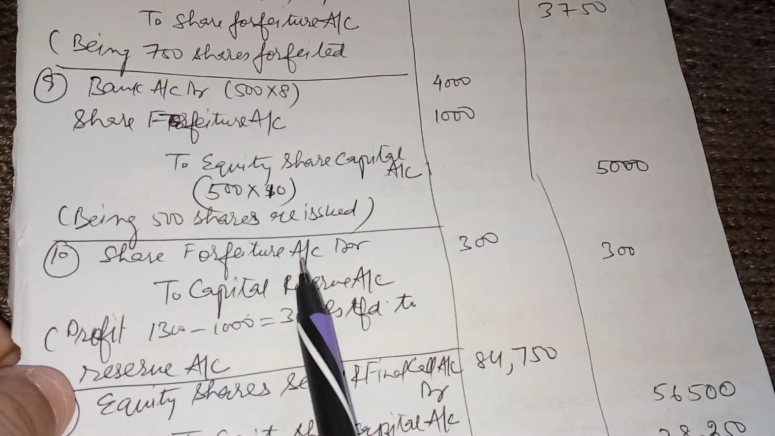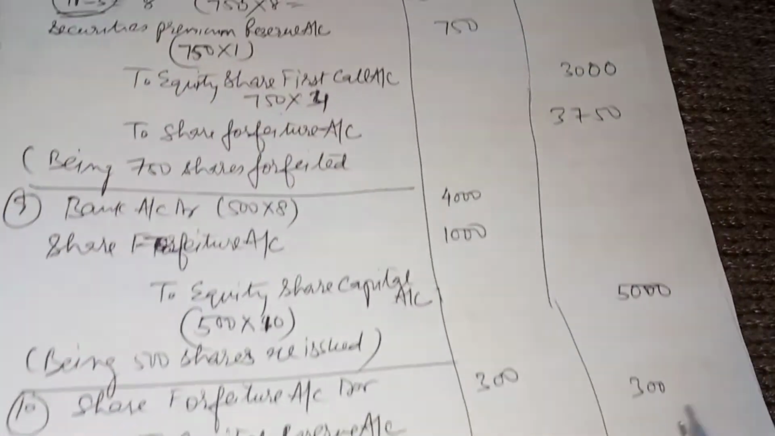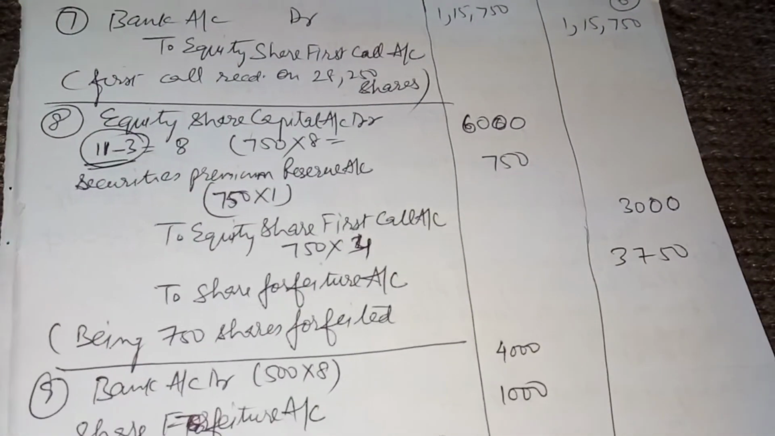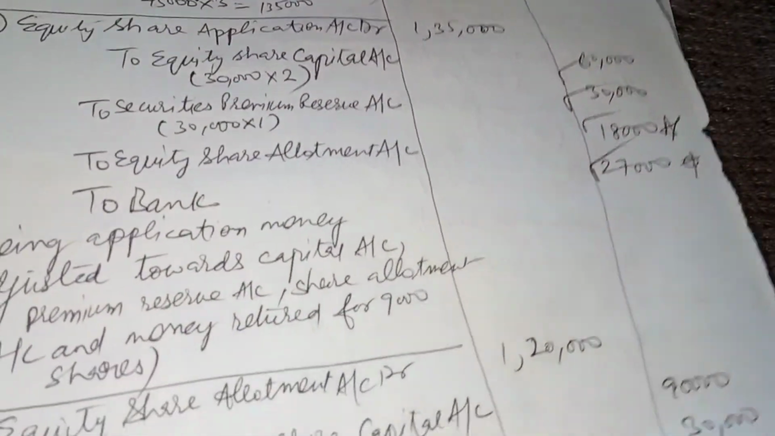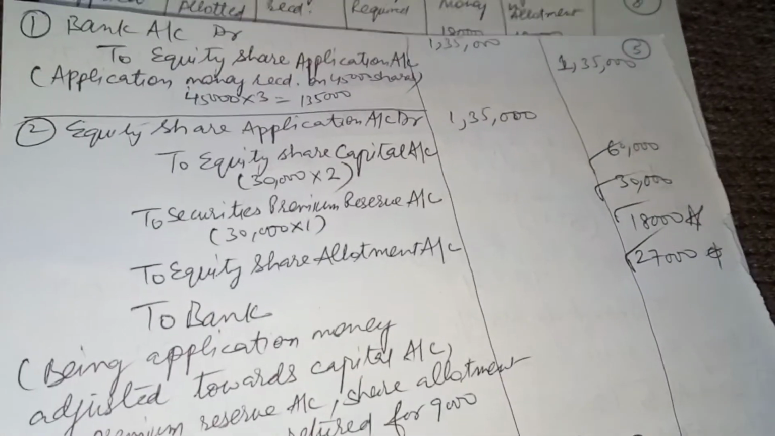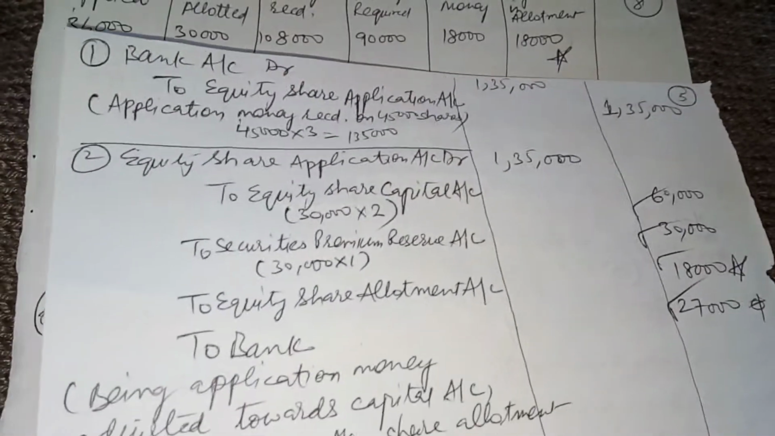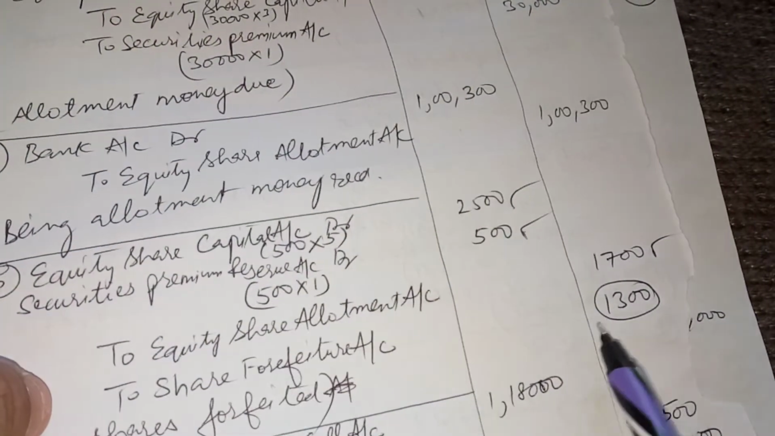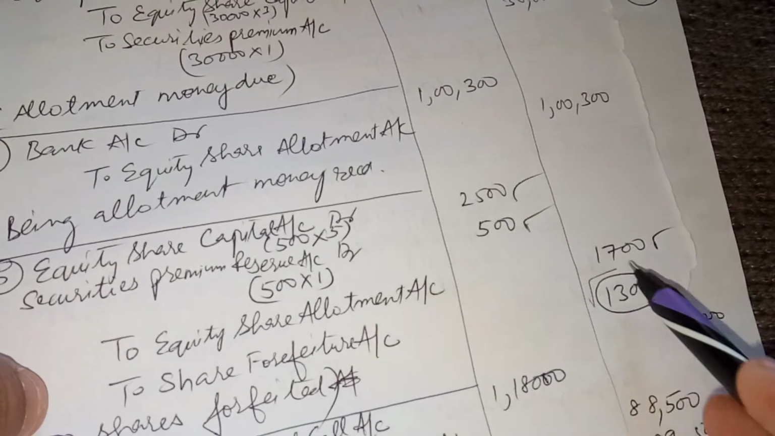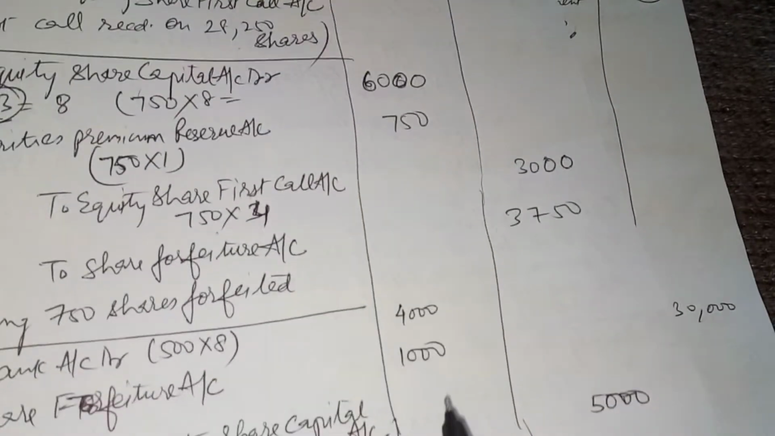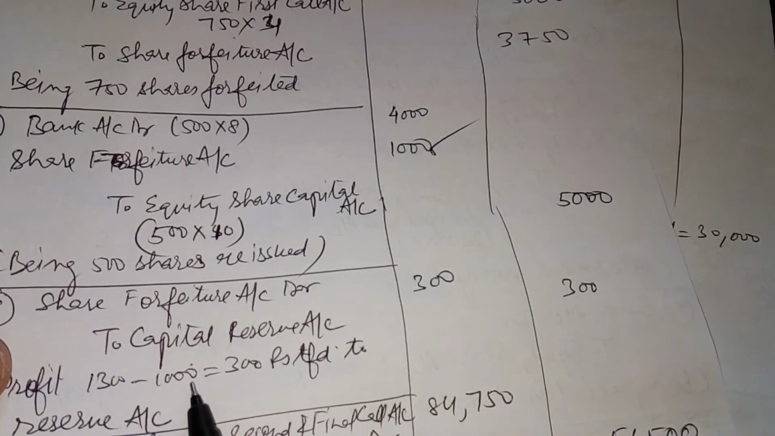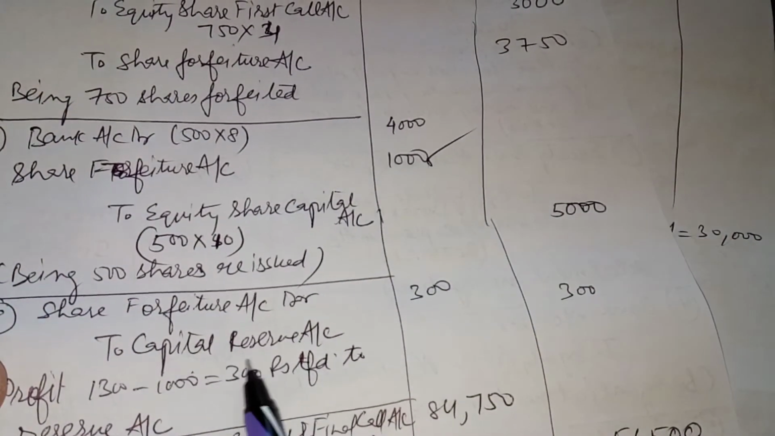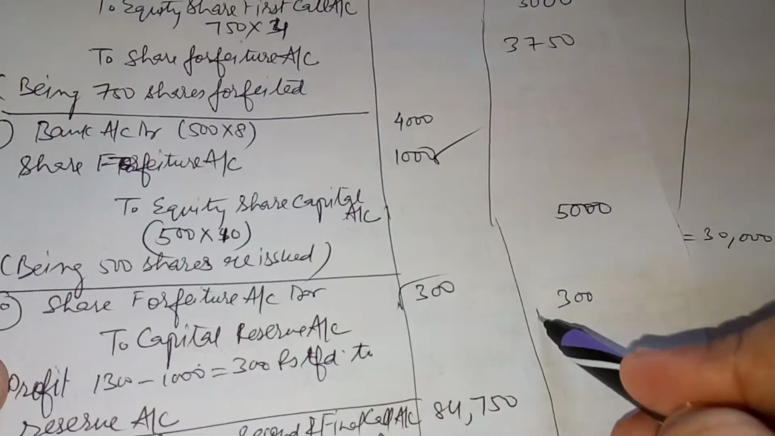Then share forfeiture account debit to capital reserve. When these previous shares were forfeited, at the forfeiture the entry was 1,300 transferred to share forfeiture account, out of which while reissuing the shares we used 1,000. So 1,300 minus 1,000, rupees 300 will be transferred to capital reserve account.